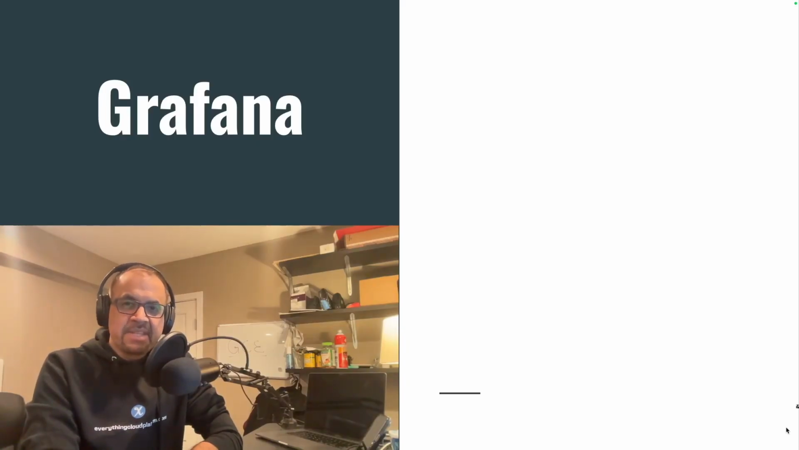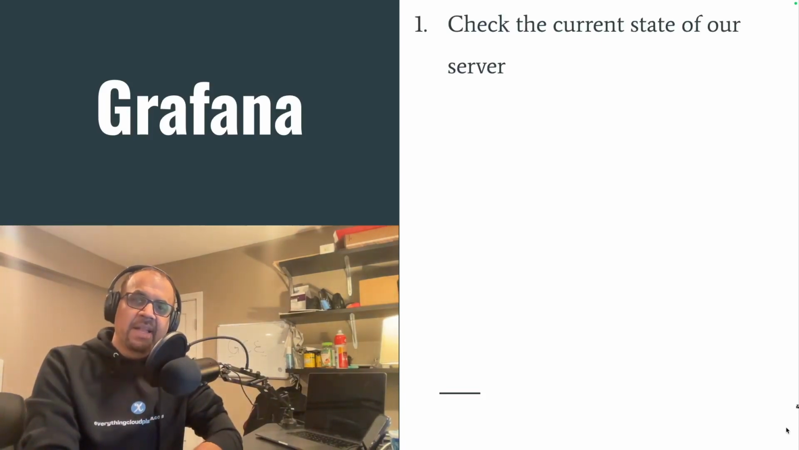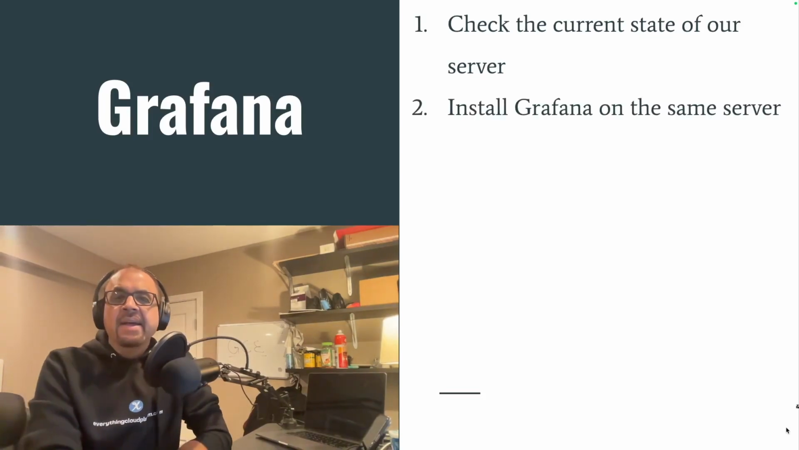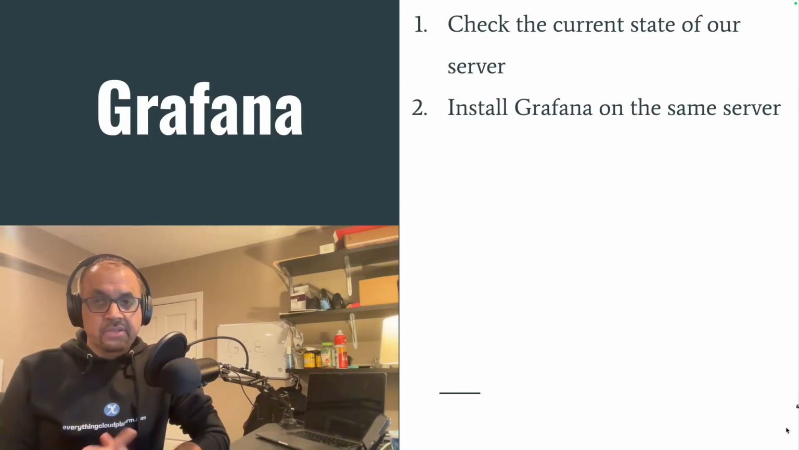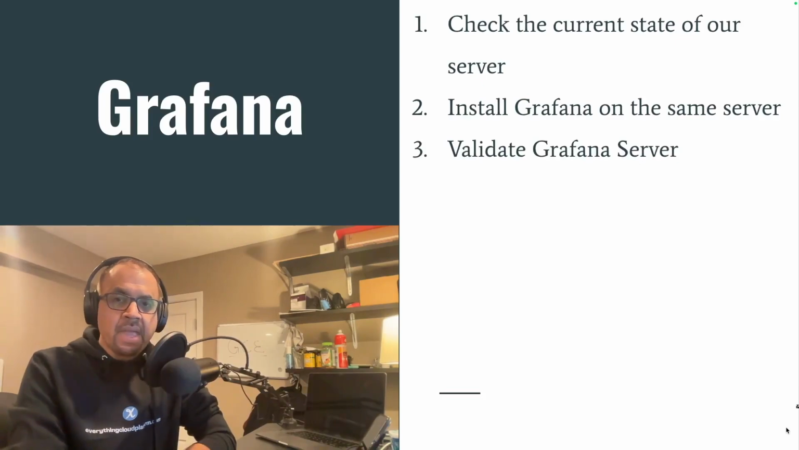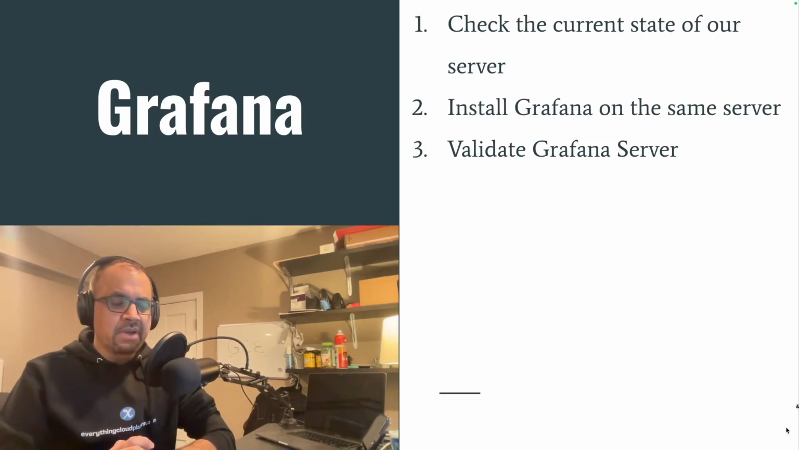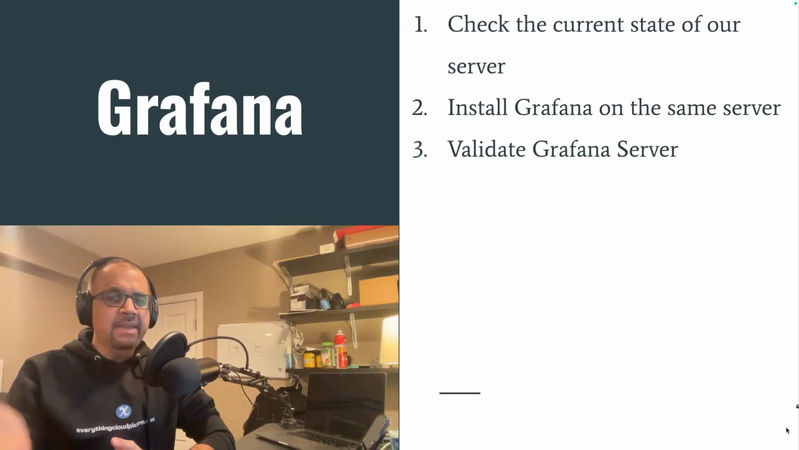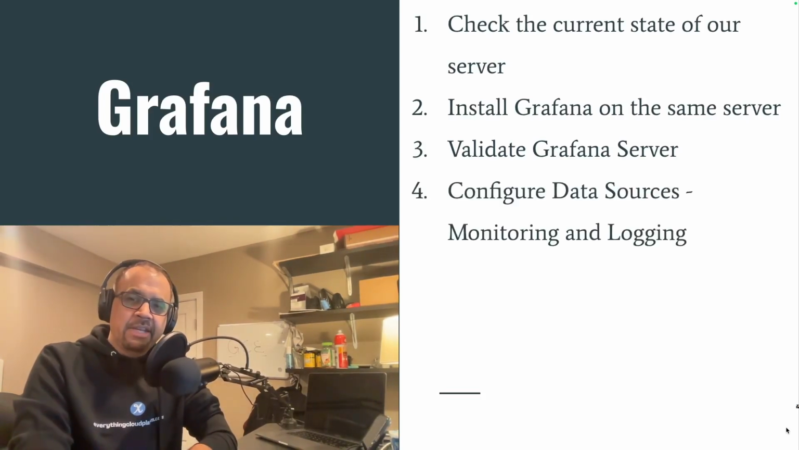Here is the sequence of steps that we'll be following as we go through this session. We'll check the current state of our server. Everything all right, running well. Then we install Grafana on the same server. We know that our Apache web server is running on the Debian VM that we have created. We'll install Grafana on the same server and validate it. Although on different ports, just keep in mind, and you'll see some of those nuances. The web server is running on port 80. We'll expose Grafana on a different port.